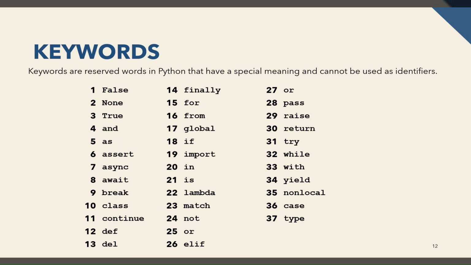Next, we have keywords in Python. As I said, keywords are reserved words that have special meaning and cannot be used as identifiers. There are 37 keywords present in Python. A thing to note is that the first three keywords, False, None, and True, always begin with a capital first letter. Otherwise, they will not be treated as keywords in Python. You can just go through all these words to know the keywords in Python.